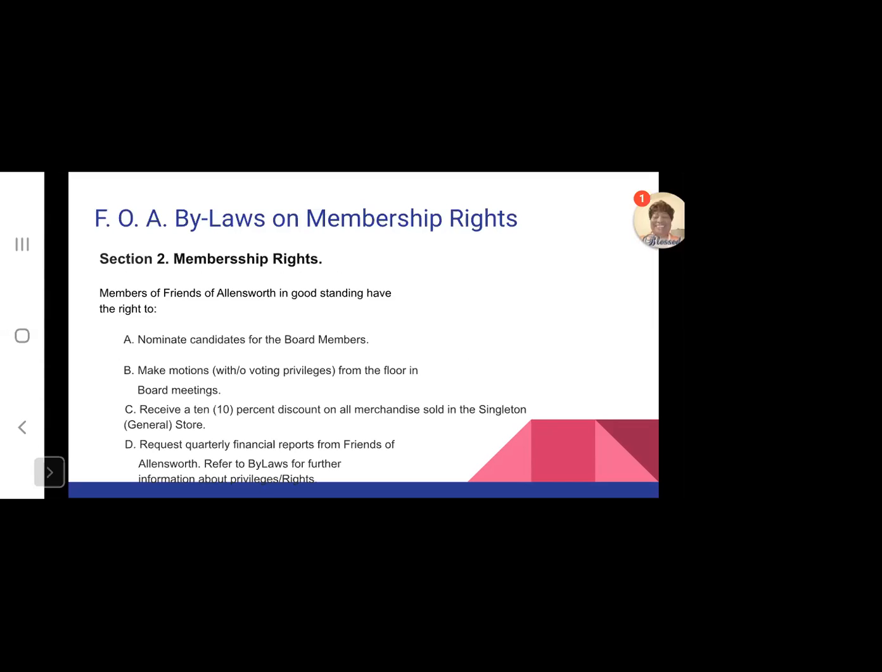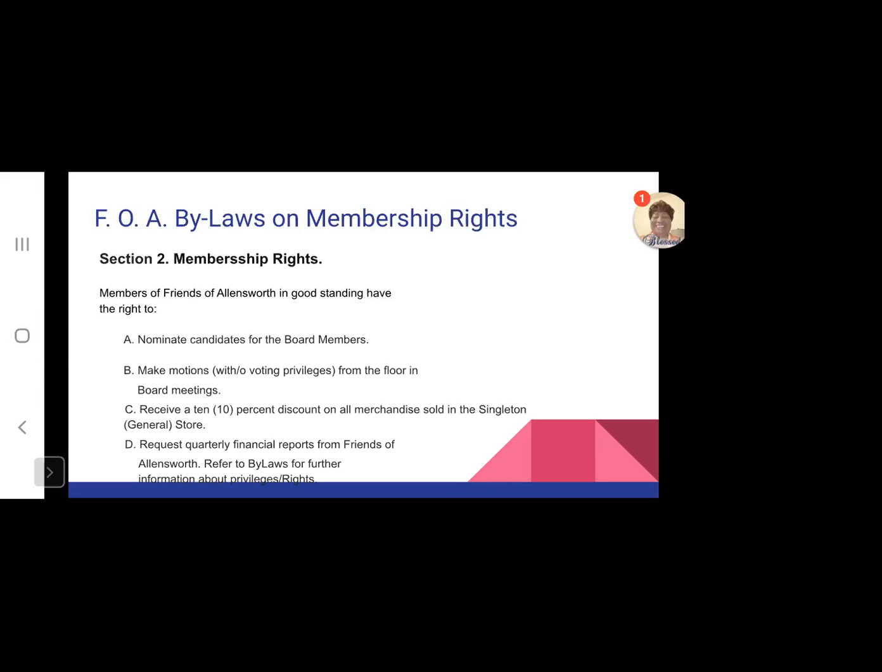So what we're going to do now is really quickly do a quick review. I wanted to give this information to everyone really quickly. It's important we understand membership rights. It basically gives us, when we're in good standing, certain privileges, and then we have certain rights. Privileges are things that are not mandated, whereas rights are. And these are those rights.